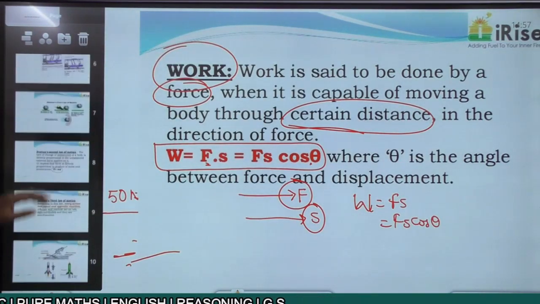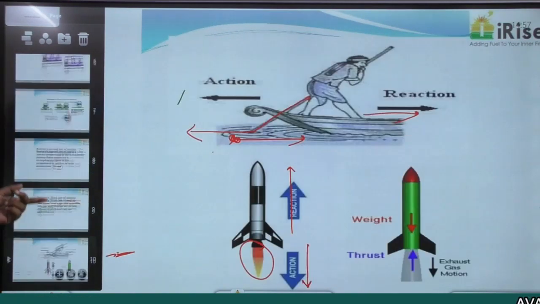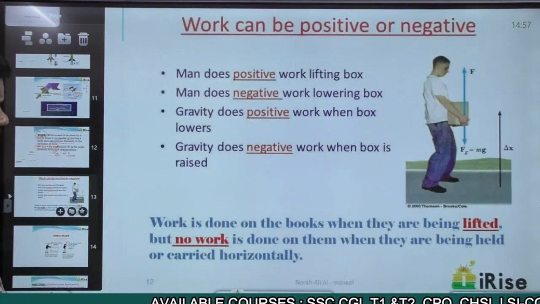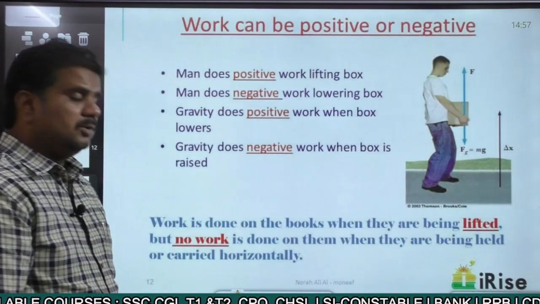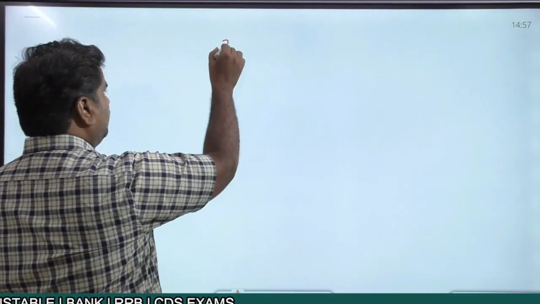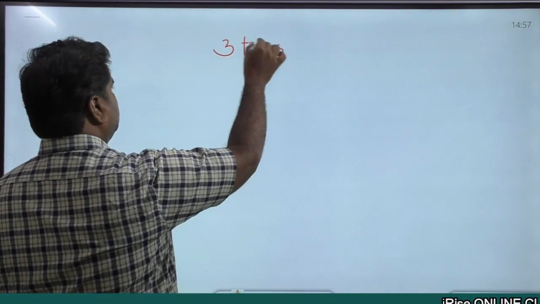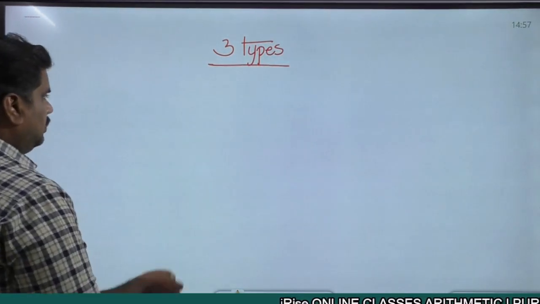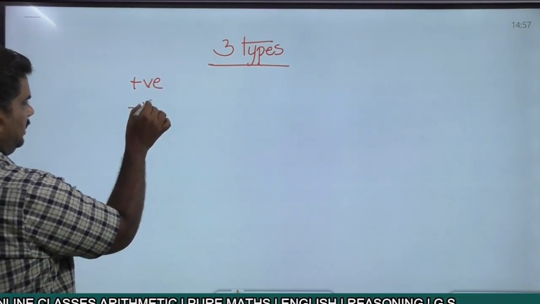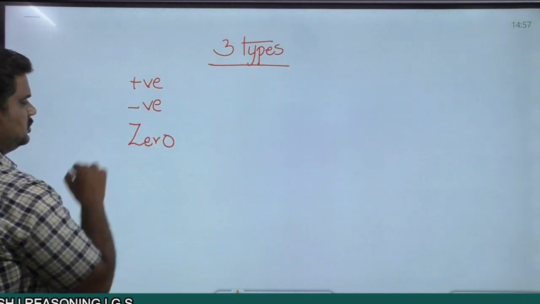Now suppose that you are trying to apply a certain amount of force on any particular object. If the applied force produces a certain amount of displacement, then we say that work is done. So in this case, the work done can be of three different types, right? The work done can be positive. The work done can be negative. The work done can be equal to 0 also.